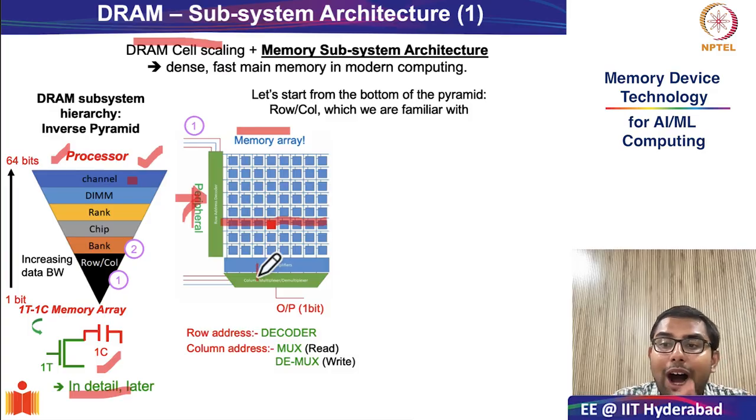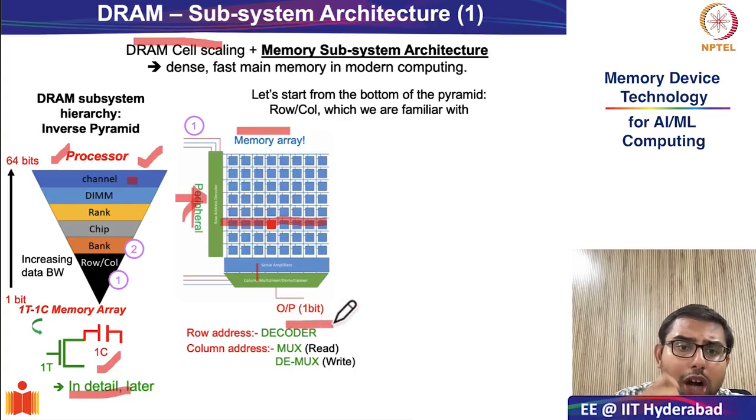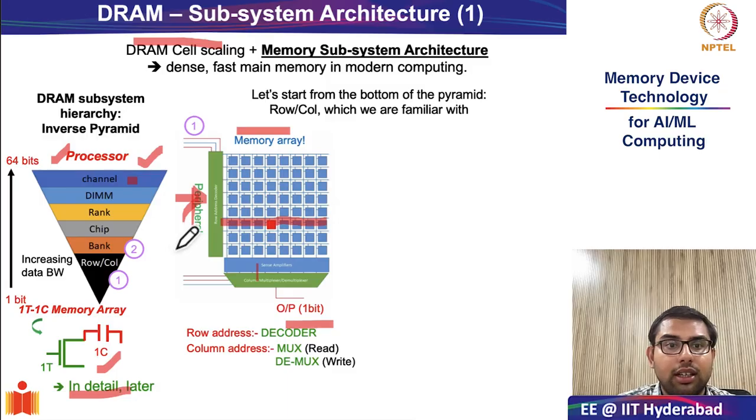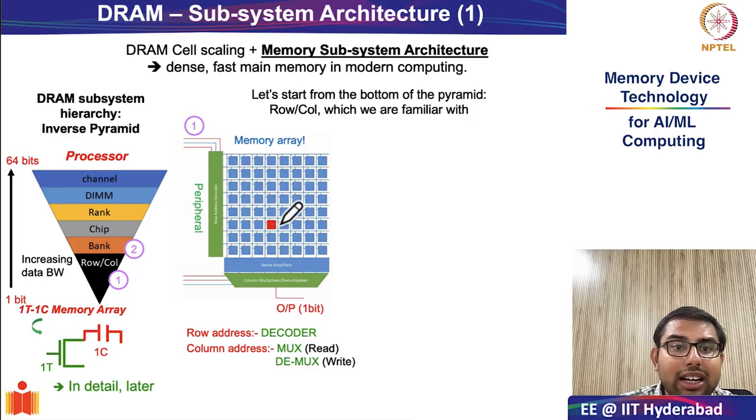In the DRAM, the output of one array is just a single 1 bit, not multiple bits. How is this facilitated? This is possible because a part of the address goes to your row address or the row decoder, which selects one of these rows, and out of all the different columns in that corresponding row, only one is selected. In this case, you can see that the one which is marked red is actually selected.